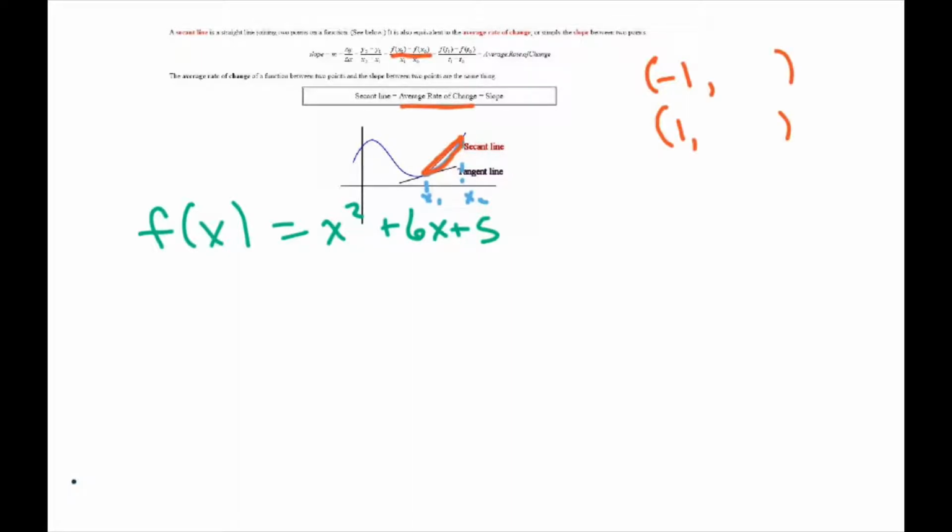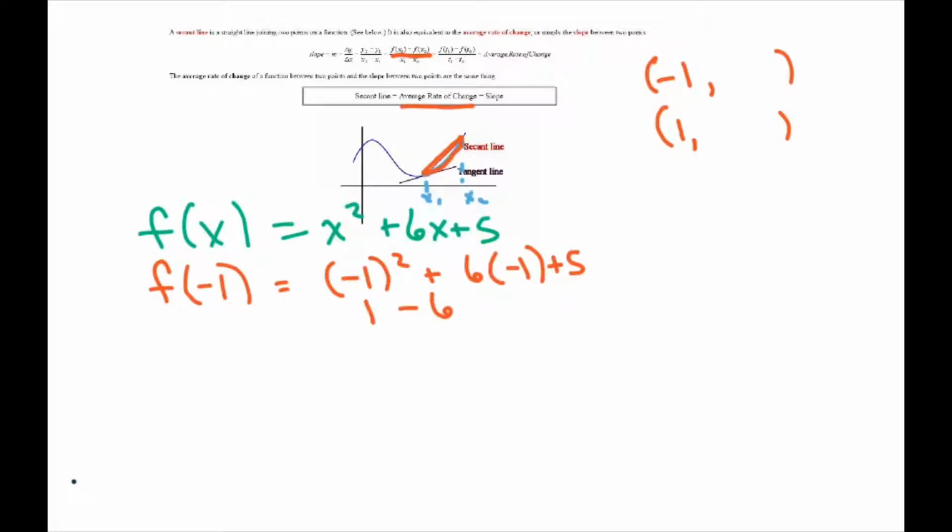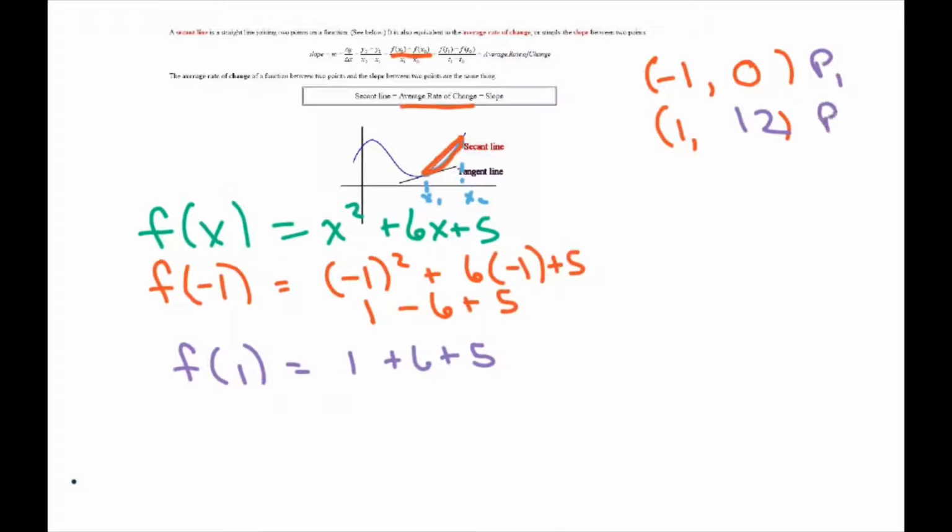We're going to do this top portion. So we're going to get f of -1 and plug that in. And that's going to give you 1 minus 6 plus 5. So that's going to be 6 minus 6 is 0. And let's try f of 1. F of 1 is going to be kind of big. So you get 1 plus 6 plus 5. So that equals 12. Now we have our 2 points, point 1 and point 2.